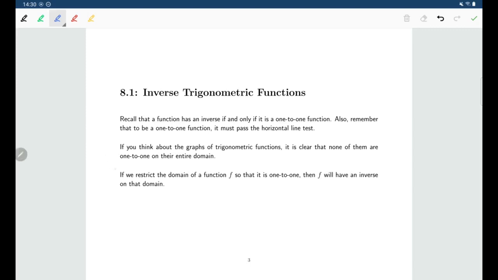We're going to restrict our domain so that instead of talking about, let's say, sine of x for all real numbers x, we're going to restrict that domain to just that part of the graph where sine is a one-to-one function, and then we'll be able to define our inverse.